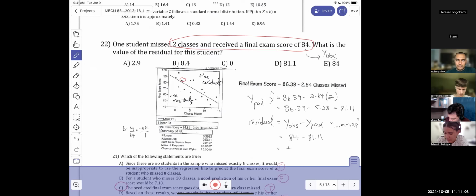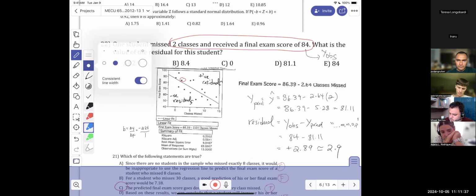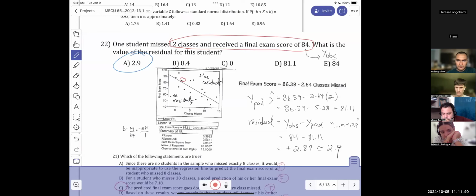And the residual is, see how they trick you? They put the predicted value there. Don't get tricked. 84 minus 81.11 is 2.89. So that rounds to 2.9. Got it? That's question 22.